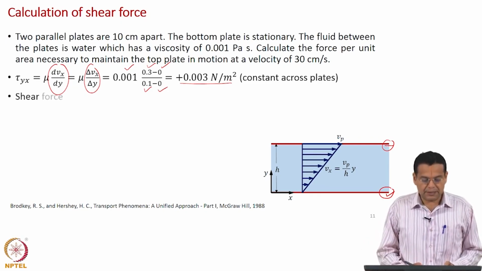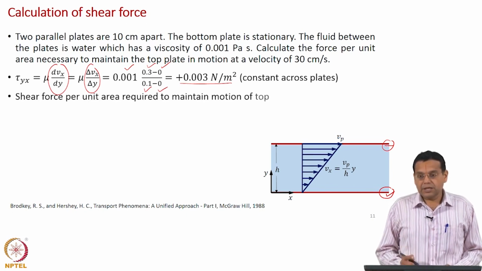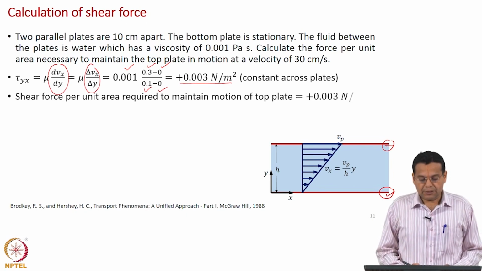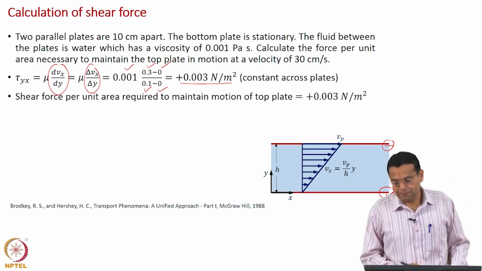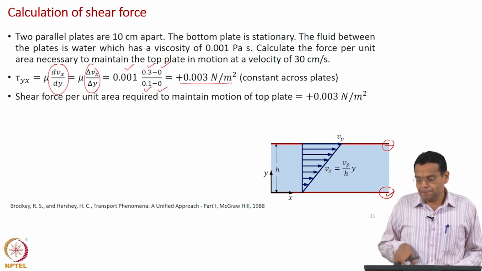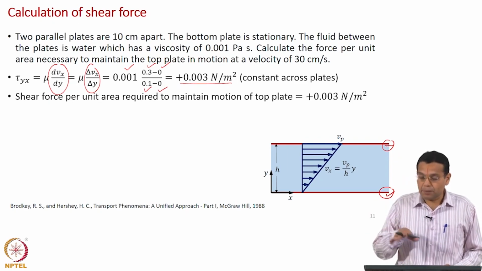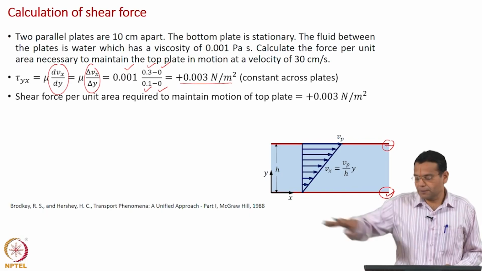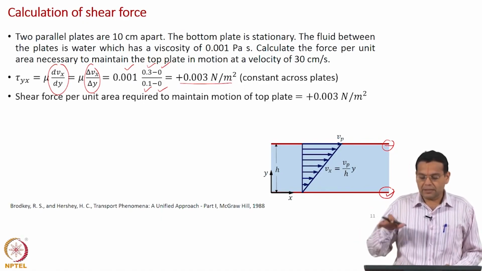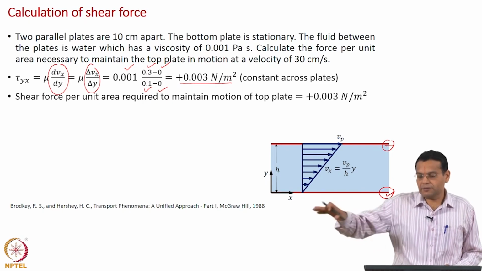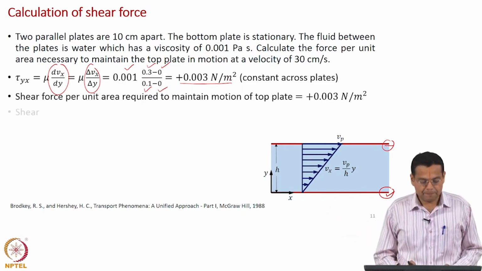Now, how do you interpret this? Shear force per unit area required to maintain motion of the top plate. So, you have to apply a force on the top plate in the positive x direction, you have to pull the plate, and so the force acting on the plate is in the positive x direction, 0.003. Okay.